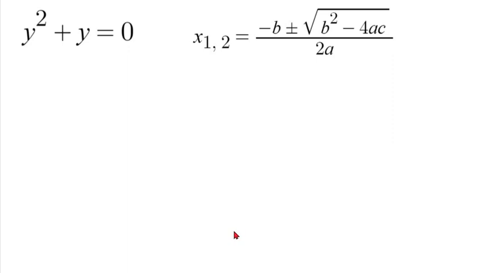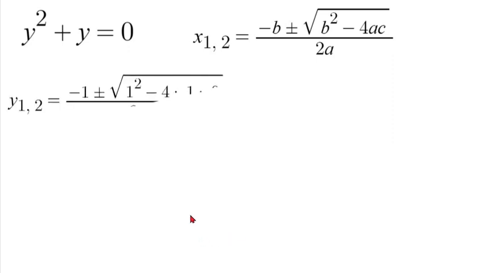If we did that, we would have negative 1 plus or minus the square root of 1 squared minus 4 times 1 times 0, over 2 times 1. Now the first thing we're going to do is solve inside the square root. If you notice on this right portion here, we have a 0. So 4 times 1 times 0 is just going to be 0, and 1 squared minus 0 is going to be 1, which in turn means that the square root of 1 is just 1.